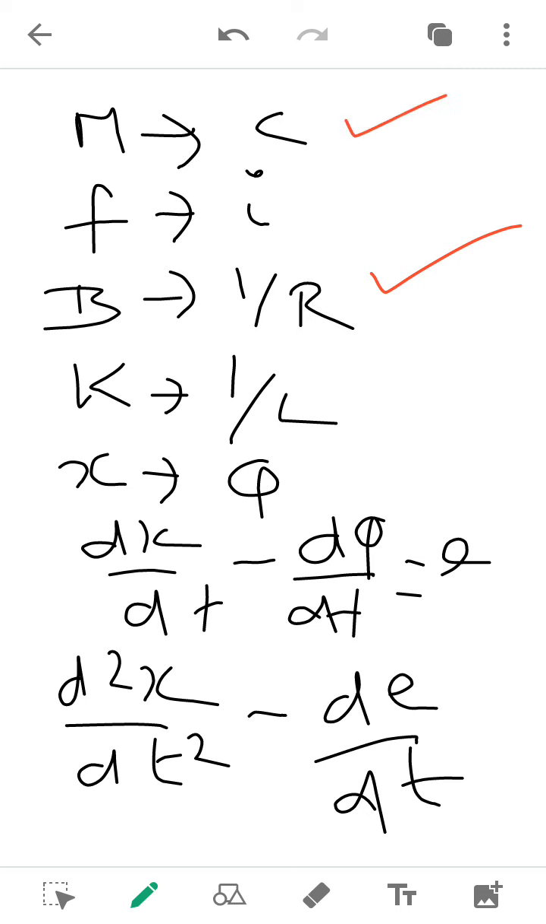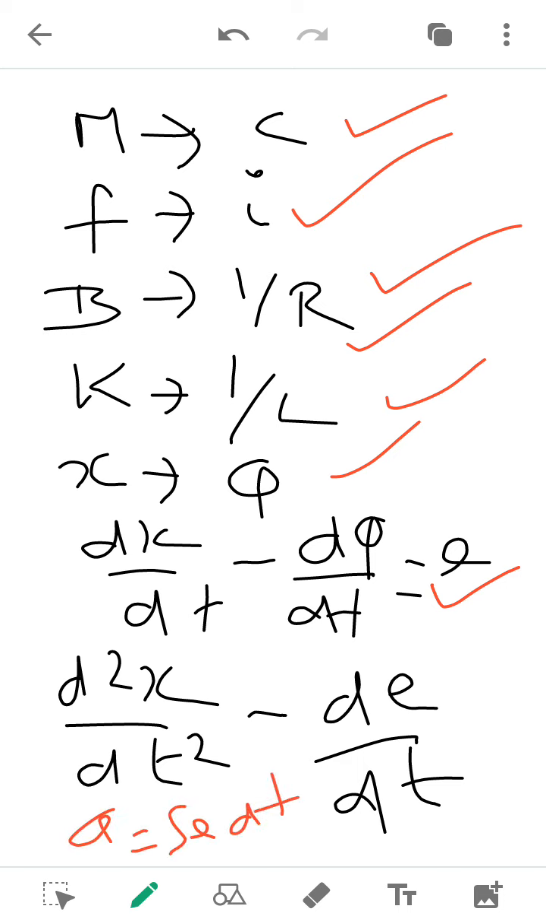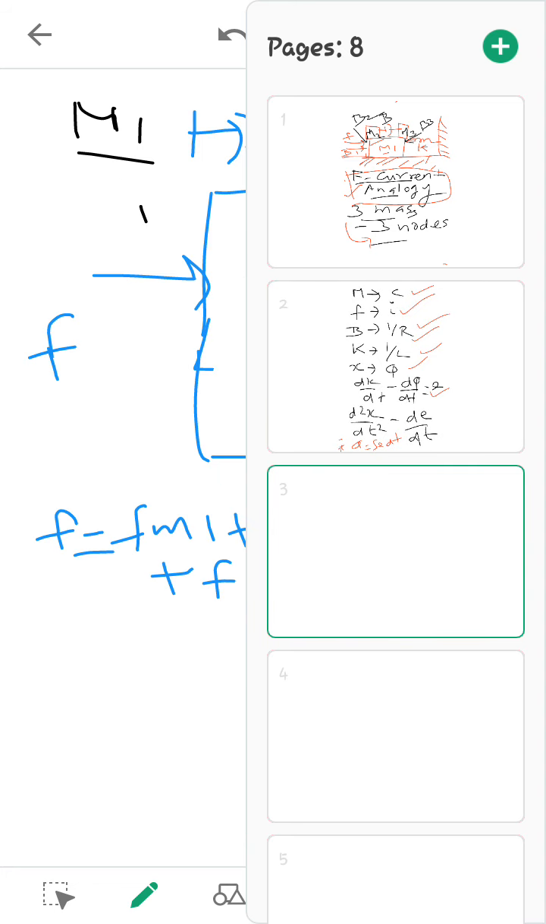So M should be equated to C, F should be equated to I, B element should be equated to 1 by R, K should be equated to 1 by L, x is equivalent to phi, dx by dt is equal to d phi by dt is equal to the voltage, d squared x by dt squared is equal to dE by dt. Then one more parameter we have to find out: phi will be equal to integral of E dt. That is x.